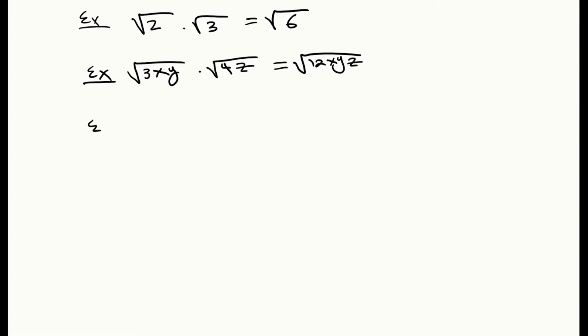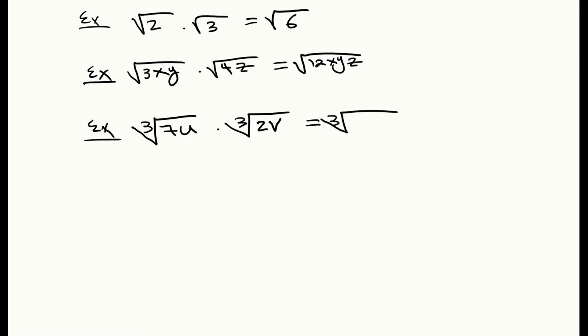And of course, this works for higher roots as well. Let's say we have the cube root of 7u times the cube root of 2v. Again, because the indices are the same, we can go ahead and say that's equal to the cube root of 14uv. And of course, this works with all higher level roots as well.